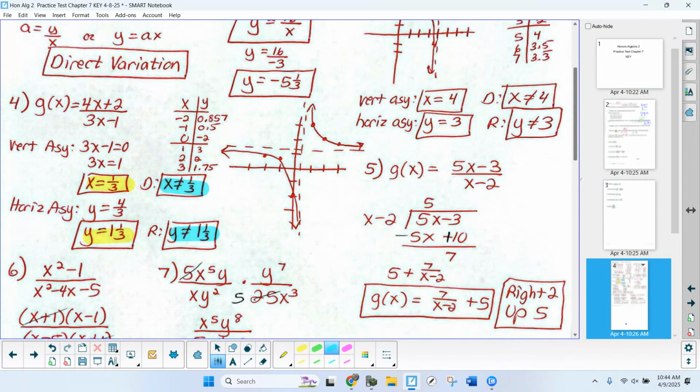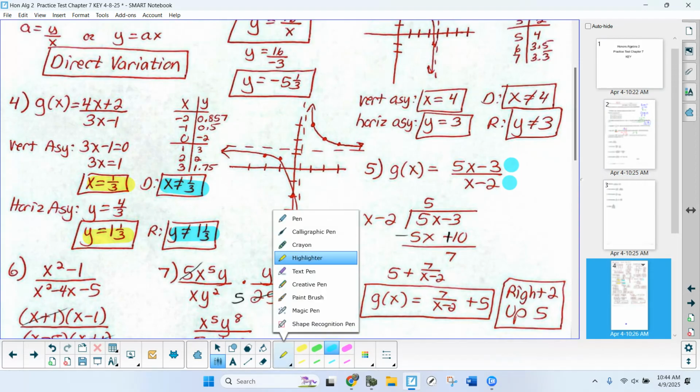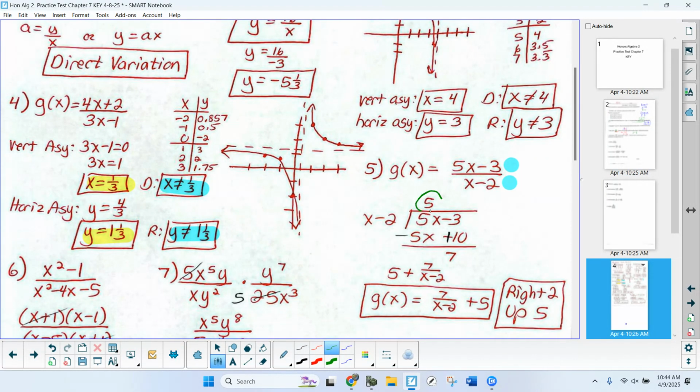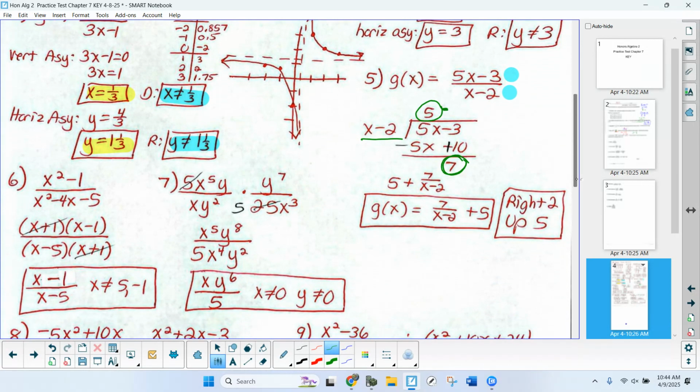Here's what you need to do. Divide this by this. And when you do, I always have encouraged you, here's your answer. Don't forget to change your signs. Here's your remainder. So the answer is 5 plus the remainder over your divisor. Now flip-flop it: 7 over x minus 2 plus 5. So how did it translate? It went right 2 and up 5.